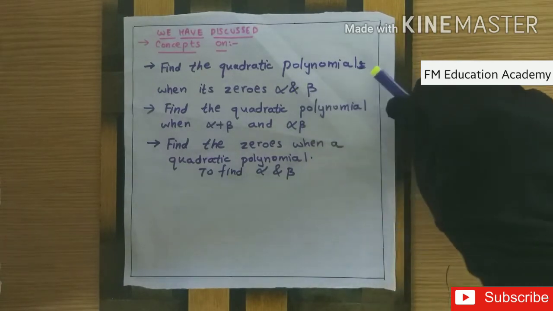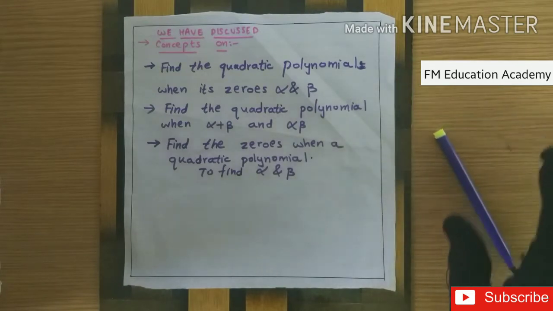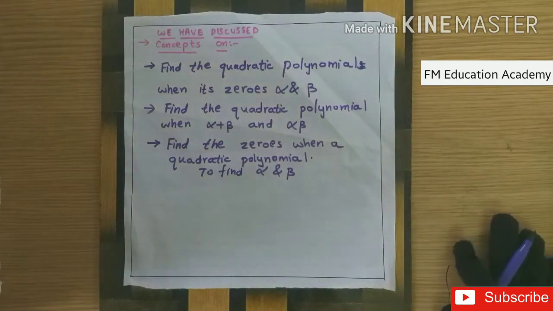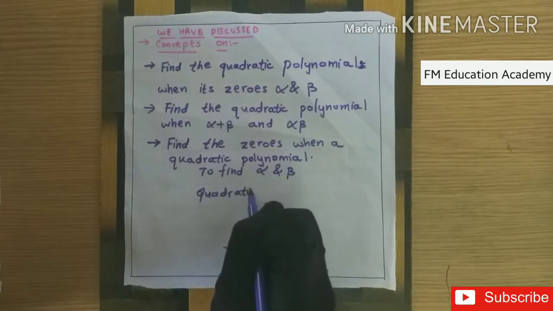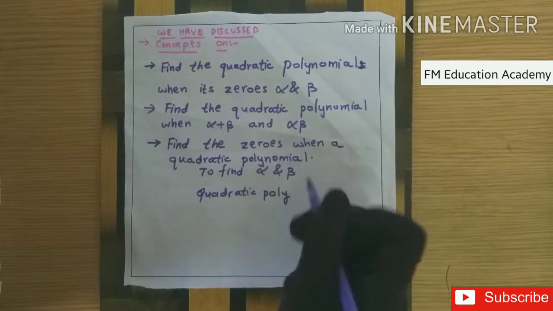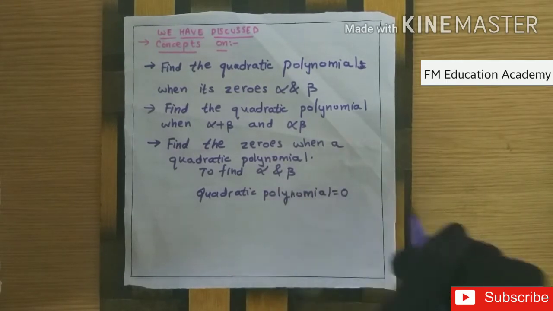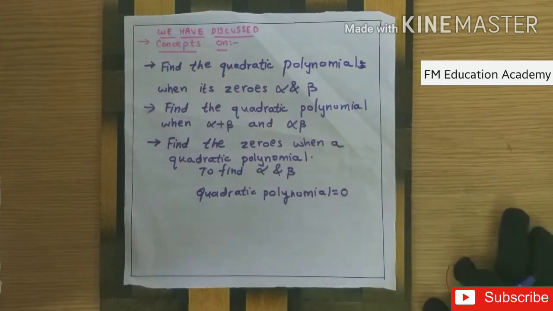Earlier zeros were given, we found out a quadratic polynomial, or the sum of zeros and product of zeros were given, we found out a quadratic polynomial. Now there are three methods when a quadratic polynomial is given, to find the zeros. Always, in order to find the zeros of a quadratic polynomial, equate the quadratic polynomial to 0. Then only we will get the zeros alpha and beta.